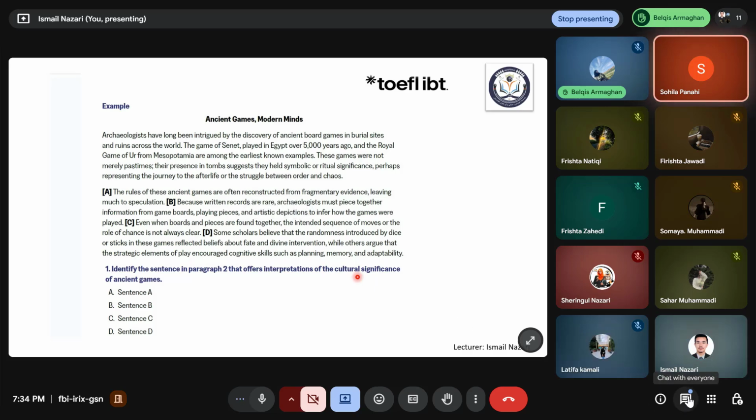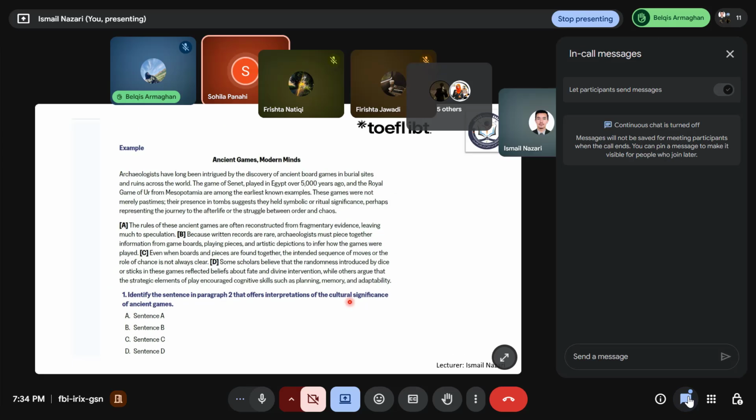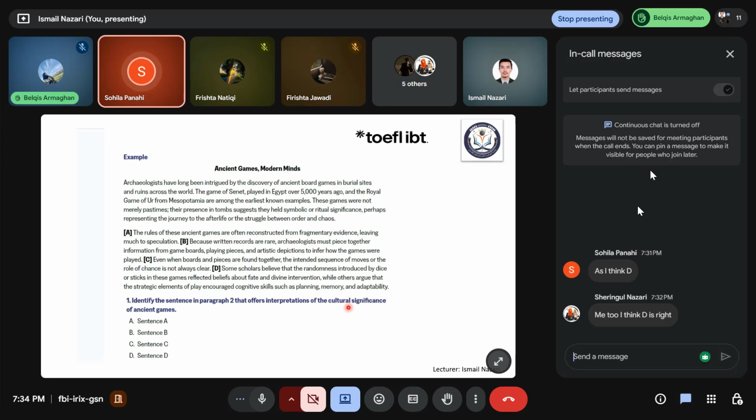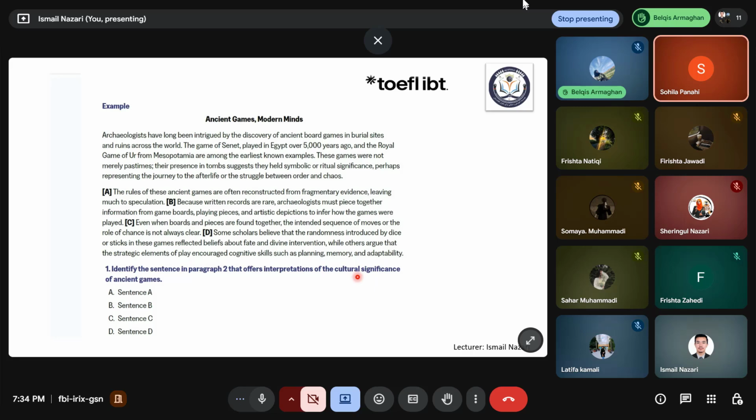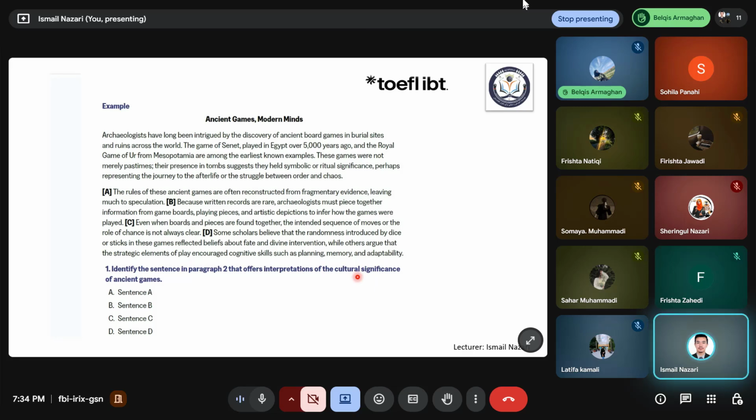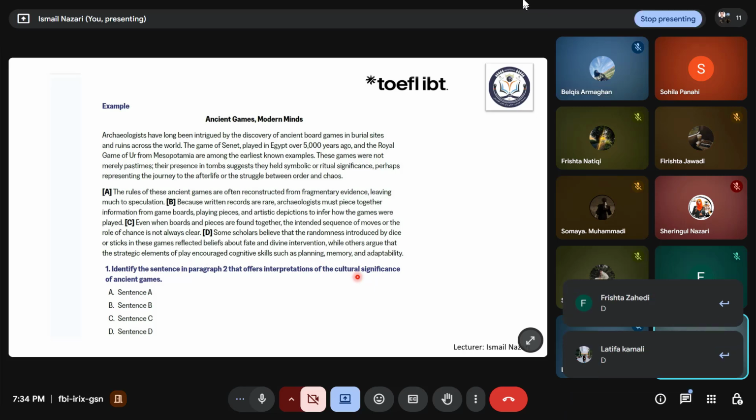Sir, I think this kind of question is completely new in the new version of TOEFL iBT. Am I sure about it? Yeah, this is the new question type, which is on the new version. Okay, D. Excellent.